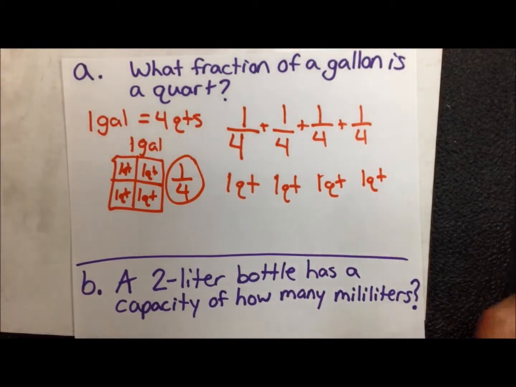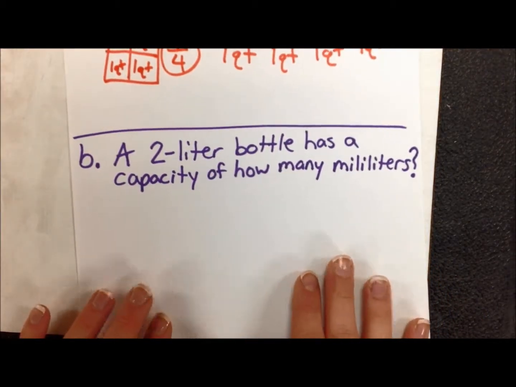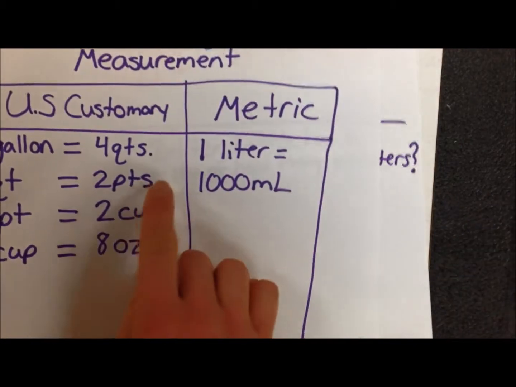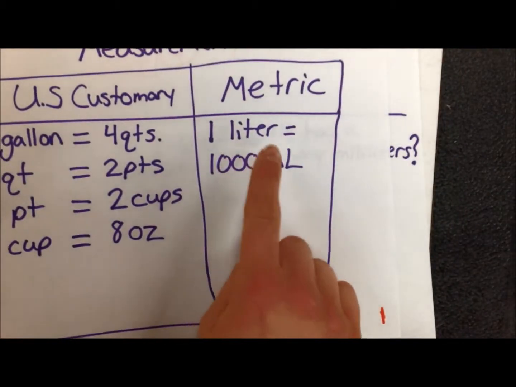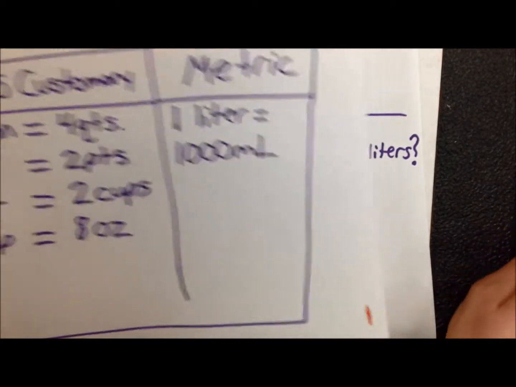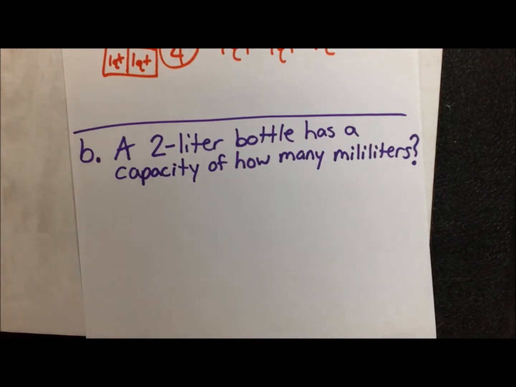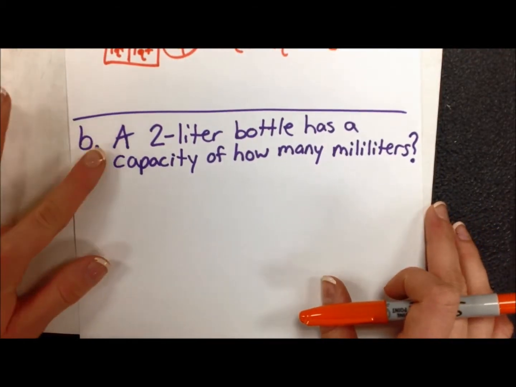Okay, so now we will do B, which takes us into the metric system. It says a 2-liter bottle has the capacity of how many milliliters? So we can go back to our chart, and we see the metric system is a lot easier than all of these. 1 liter is equal to 1,000 milliliters. Remember, the metric system often uses powers of 10, or multiples of 10. So a 2-liter bottle has a capacity of how many milliliters?